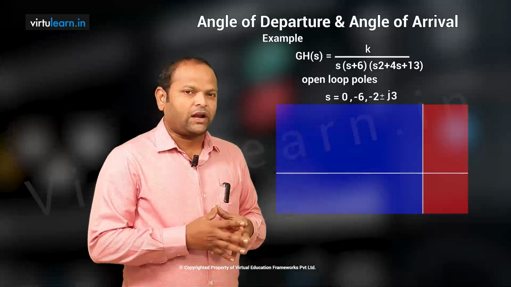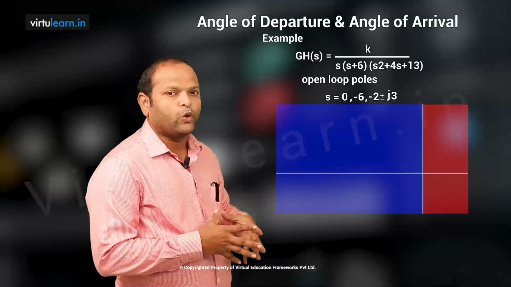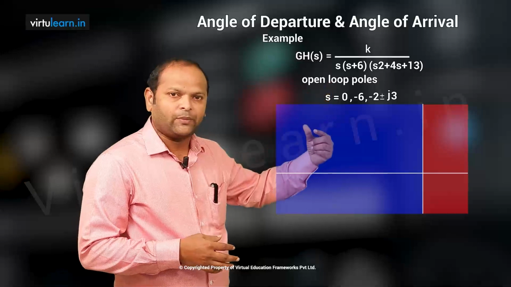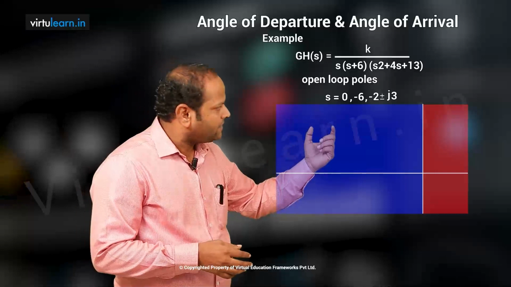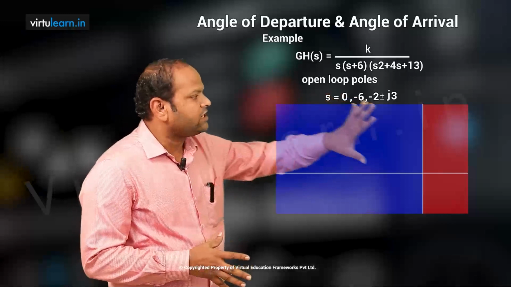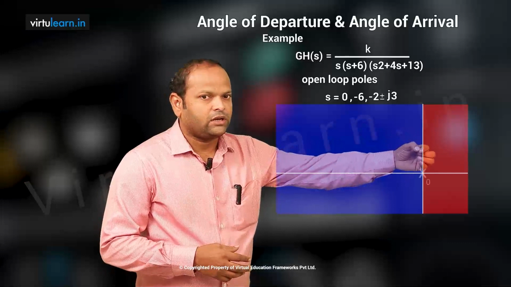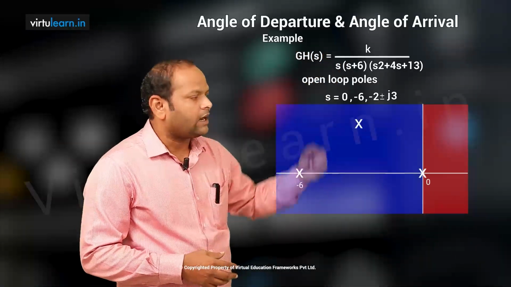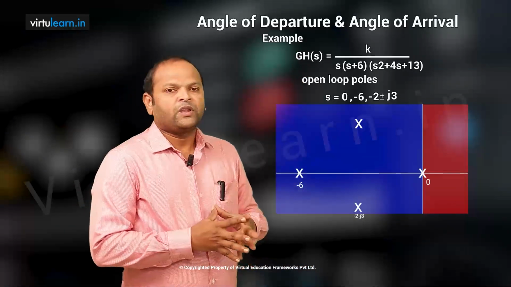The first step is to write what poles and zeros are available. In this case, there are no zeros at all, only poles, and there are 4 poles available. What are the pole locations? If you look at the denominator, you can find the poles. S is equal to 0, S is equal to minus 6, S is equal to minus 2 plus or minus J3. Locate these poles in the S plane: one pole at the origin, one pole at minus 6, one pole at minus 2 plus J3, and another pole at minus 2 minus J3. So I have 4 poles like this.